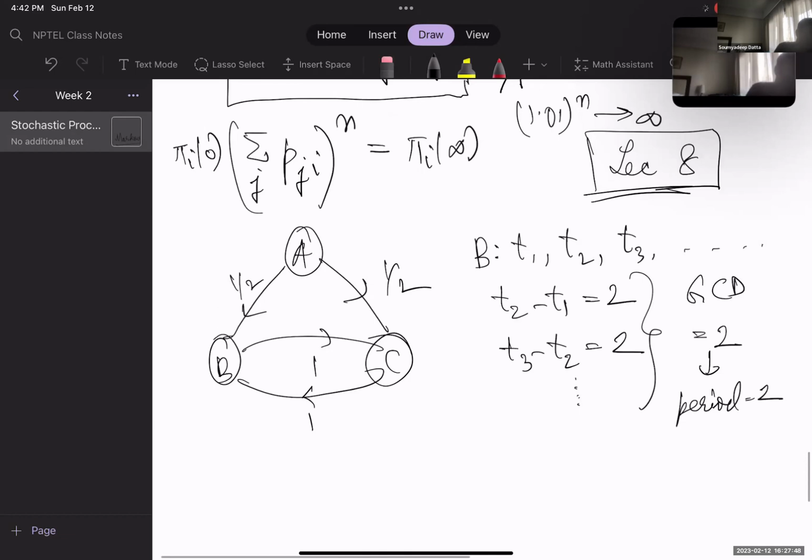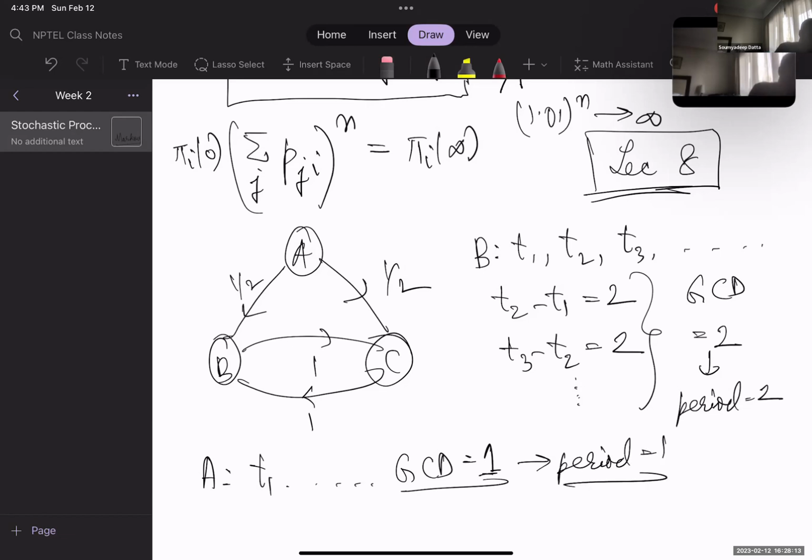Now for, let's say, A, you really will never come back. If you observe A at time T1, you will never observe it again. So your greatest common divisor, if we don't have any GCD, we usually take GCD equal to 1, right? So this is the definition of period really. So this is period equal to 1. So A is not a periodic state. We won't be coming back to A at a particular time. But B and C are periodic.